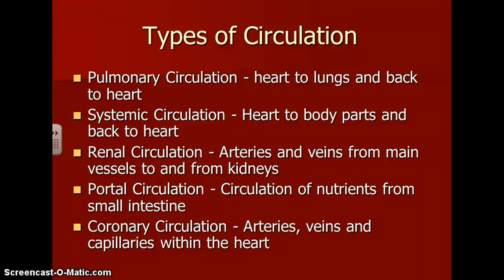Renal circulation goes from the arteries and veins from main vessels to and from the kidneys. Portal circulation helps to circulate nutrients from the small intestine. And coronary circulation is the circulation of blood through the arteries, veins, and capillaries right there within the heart. Those are some of the types of circulation, though those are the ones that we'll be talking about.